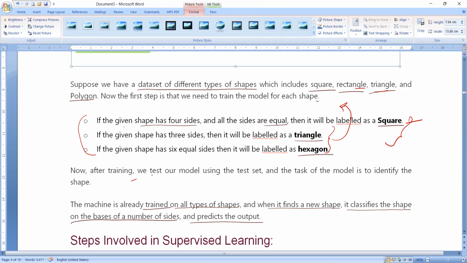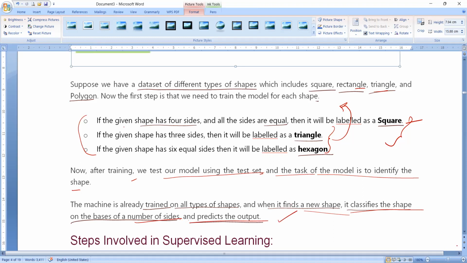Now, after training, the model is tested using the test set, and the task of the model is to identify the shape. The machine is already trained on all types of shapes. Then when it finds a new shape, it classifies the shape on the basis of the number of sides and predicts the output.